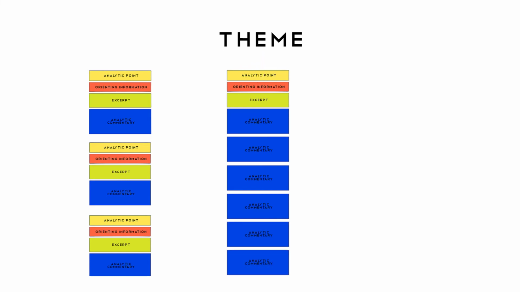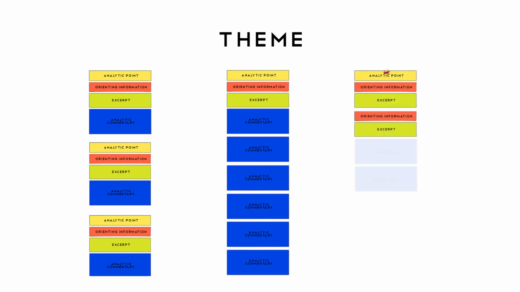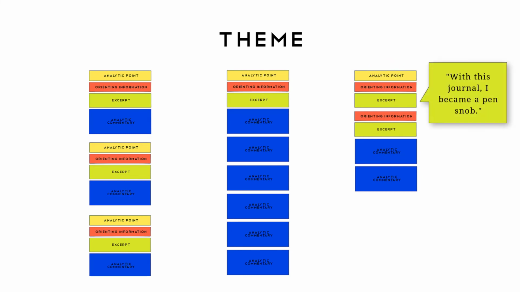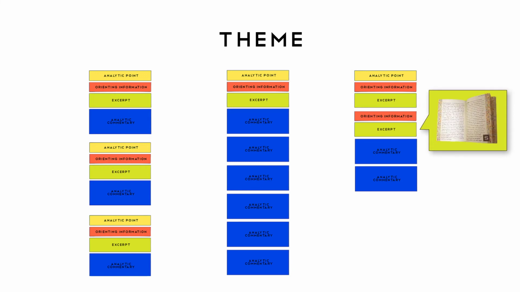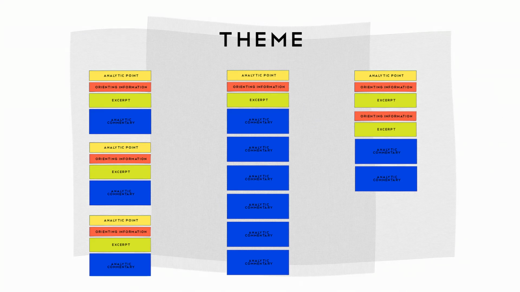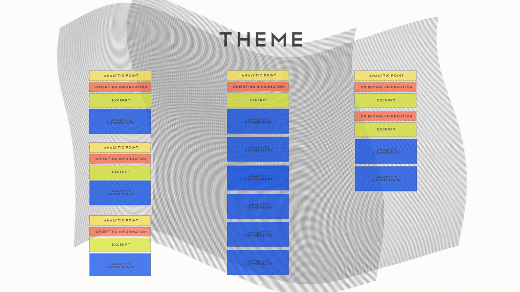Alternatively, two excerpts can support an analytic point. In this case, consider the power of showcasing both textual and visual evidence from the ethnographic record in succession. These permutations keep the thematic narrative from feeling or sounding repetitive.